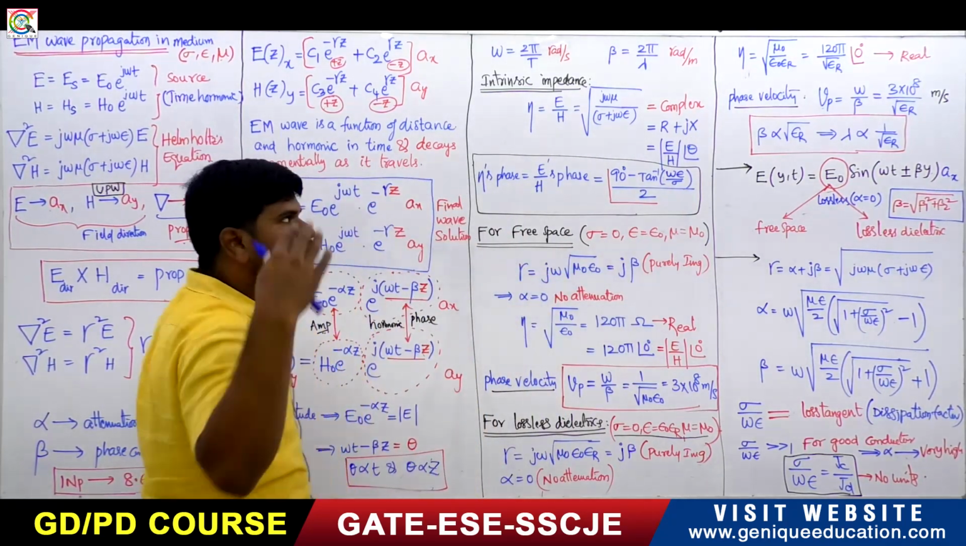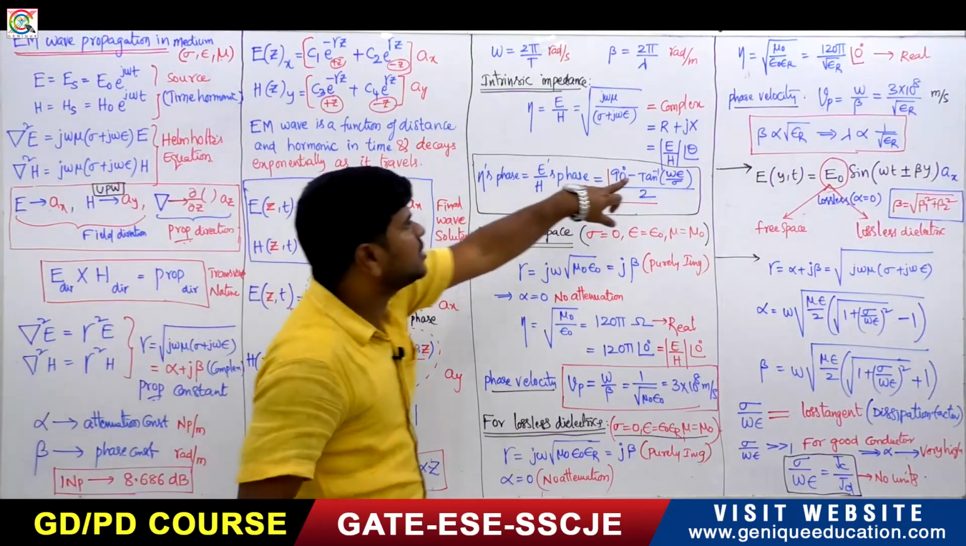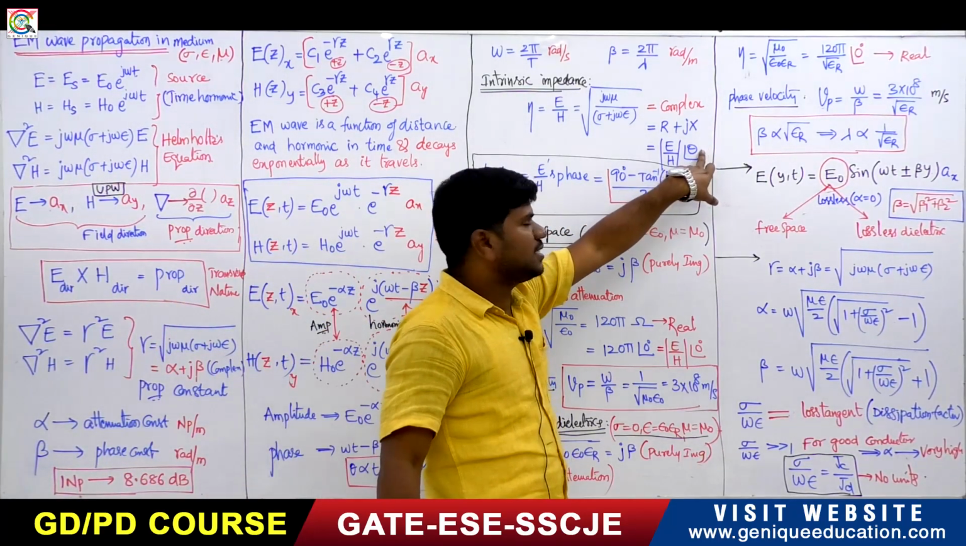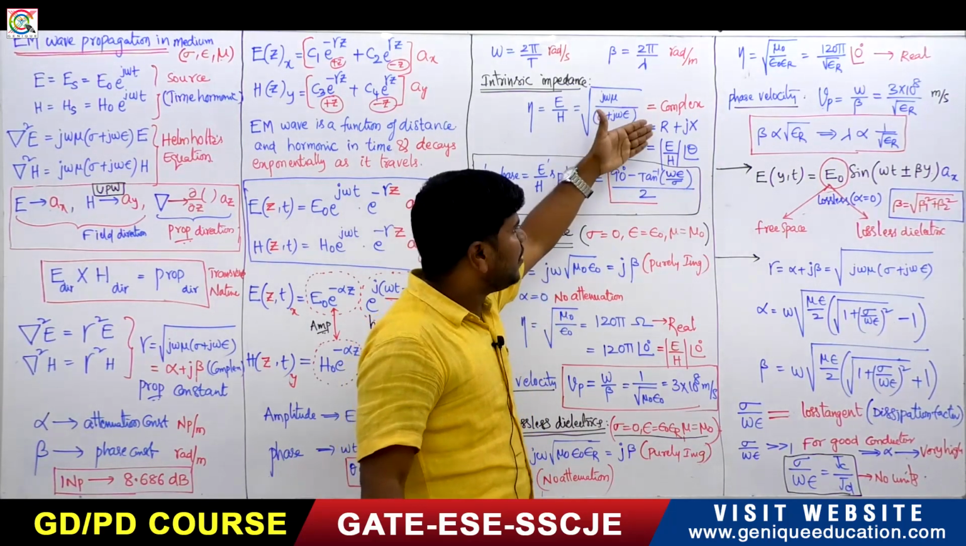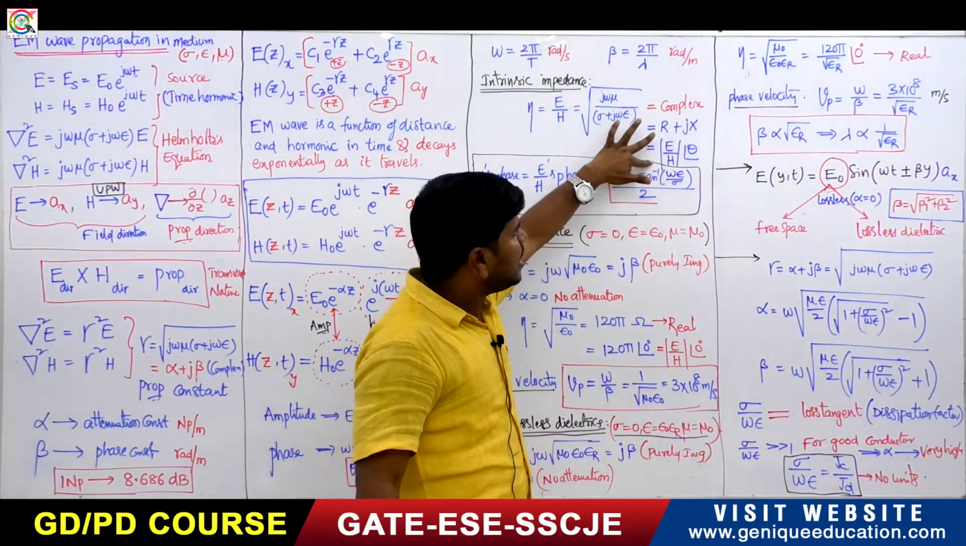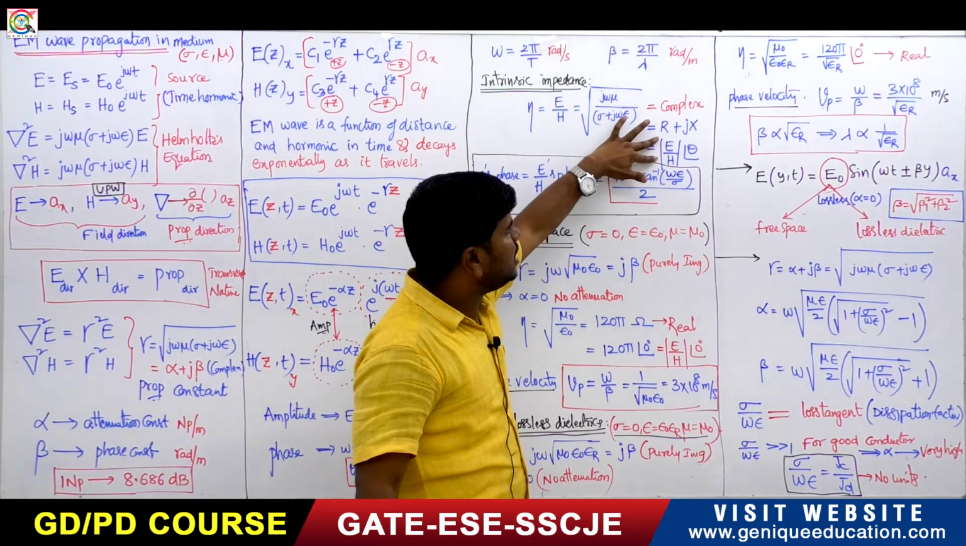That is a phase. So from now onwards, what is the phase? This theta is nothing but the phase angle of E and H. The phase angle of E and H. So what is the phase angle? E by H.